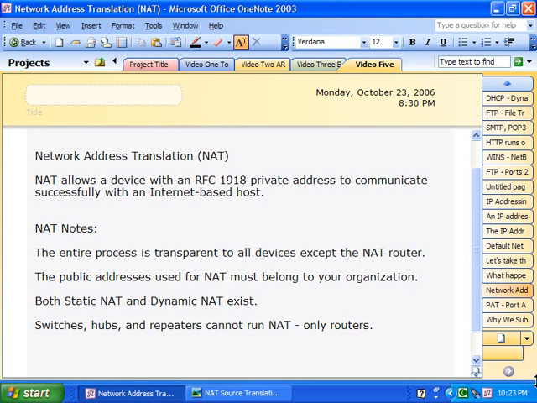If you've got 200 PCs on the inside, and they're trying to get out to the net, and there are only 5 addresses in the pool, the first 5 to get the addresses are in good shape, and the other ones are not. And again, just as a reminder, switches, hubs, and repeaters cannot run NAT. Only routers can run network address translation.